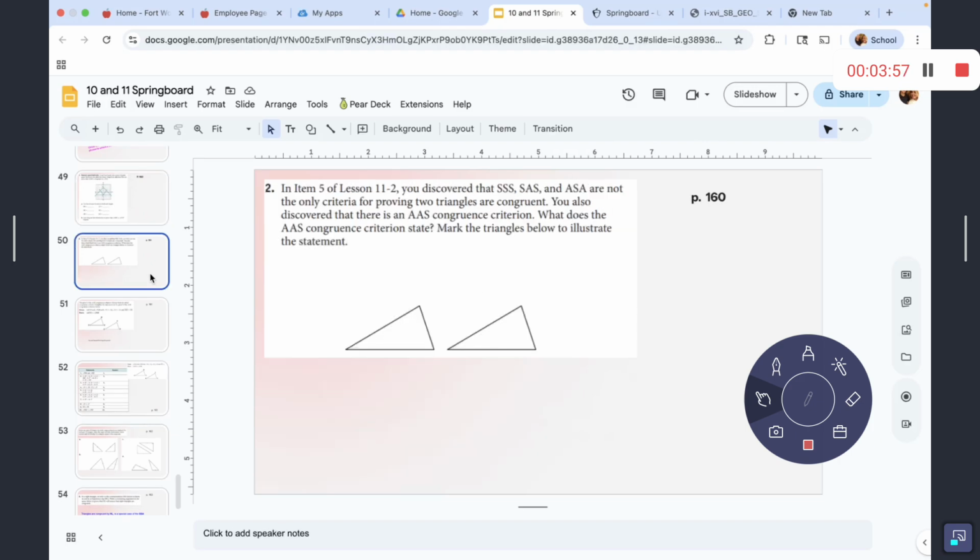Okay, it says in item 5 of lesson 11.2, you discovered SSS, SAS, and ASA are not the only criteria for proving two triangles are congruent. You also discovered AAS as a congruence criterion. Okay, what does the AAS congruence criterion state? And it says mark the triangles below. So there are different ways we can mark this, but you can say, remember the angles, angle, angle, side. That's an example. Angle, angle, side. Okay, that's just an example of how we can mark them. There are other ways.